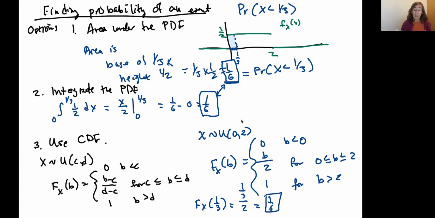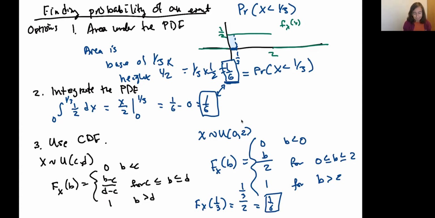It's not a bad idea to do it more than one way to check your answer, but again, keep the ways separate. So when you're finding the area, get to the area and you're done. When you're integrating the PDF, get to the definite integral and you're done. When you're using the CDF, plug in the parameters to get the right CDF, the one that fits the particular function you're working with, plug in your value, and again, you're done. They're all valid options. They're all different ways of getting to the same answer.